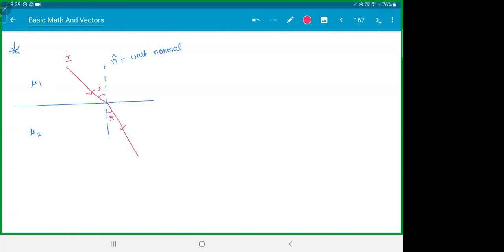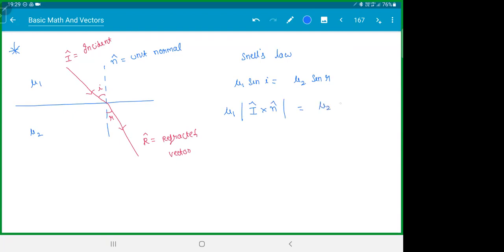And let's say this I cap is the incident vector. R cap is the refracted vector. And we know from Snell's law, mu1 sin I is equal to mu2 sin R. I hope everyone learned this. So this can be written as mu1 magnitude of I cross n cap, is equal to mu2 magnitude of R cap cross n cap. That is the vector form of refraction.